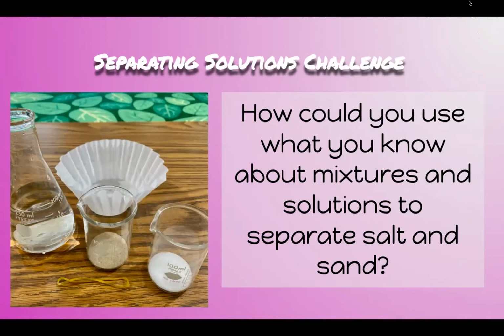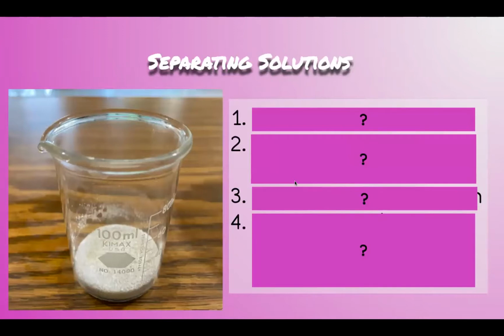How could you use what you know about mixtures and solutions to separate salt and sand? Okay, so we have sand, salt, and a coffee filter, water, and a rubber band. Those are the only materials that you'll need. So, separating solutions. At this point, it is a mixture right here. I've combined the salt and the sand. So this is where the challenge begins. You have a mixture of salt and sand.